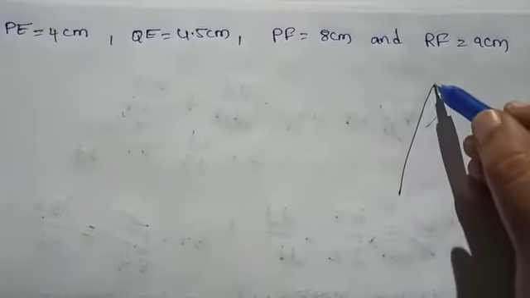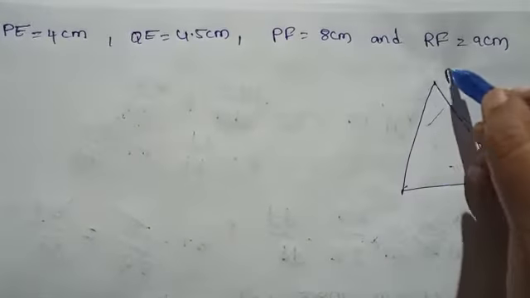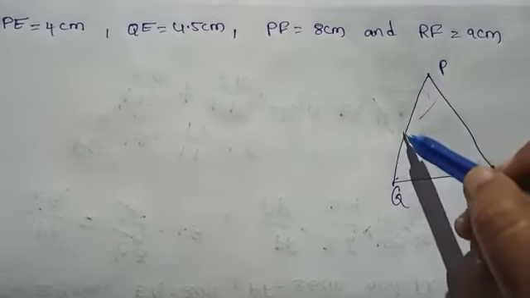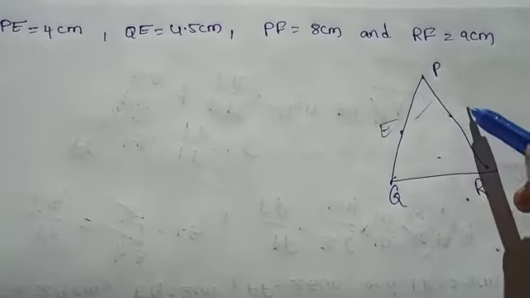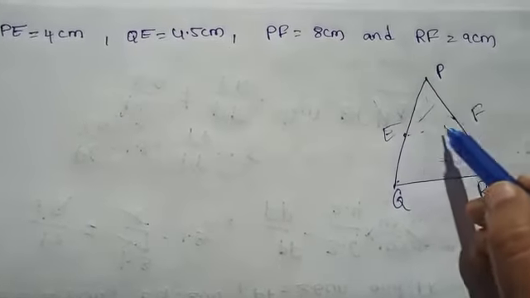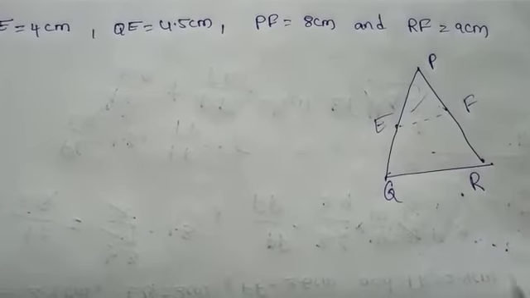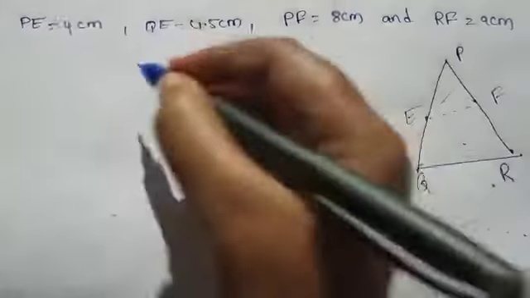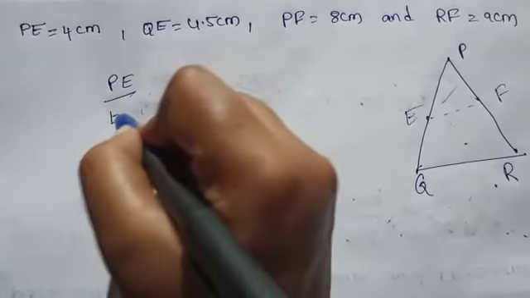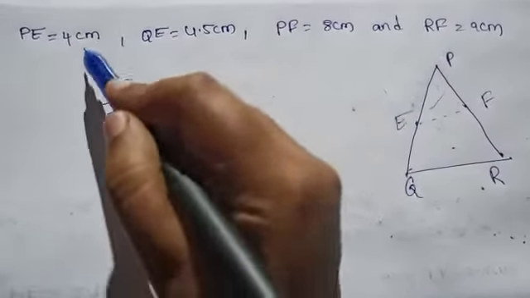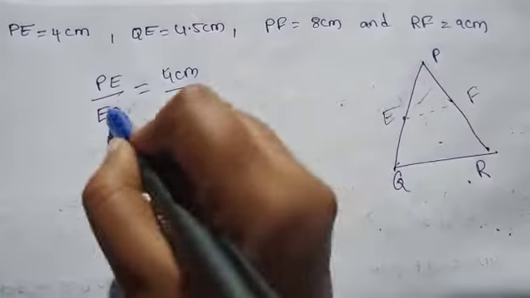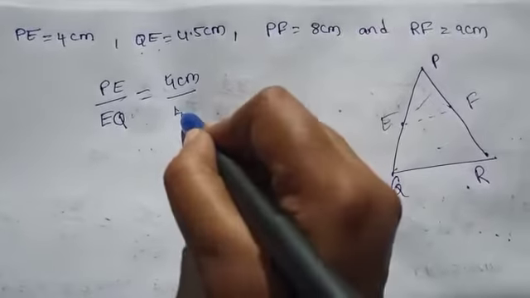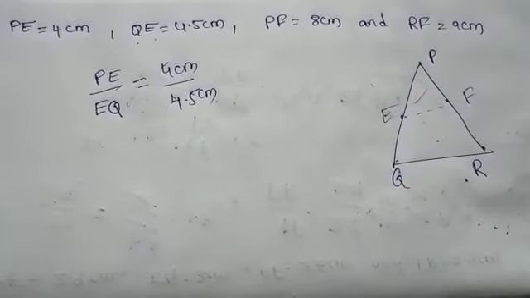Here given triangle PQR. E and F are the points on the sides PQ and PR respectively. Okay. Here we have to check whether EF is parallel to QR or not. Okay. Let's check ratio. PE by EQ equal to PE is given 4 centimeters and EQ or QE 4.5 centimeters. Okay.